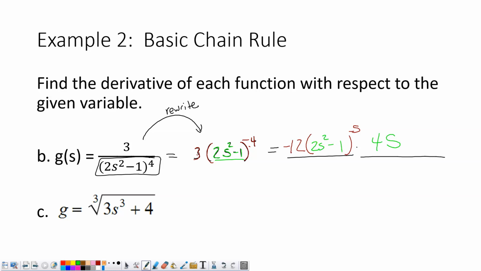All right. And then, yes, I'm going to go ahead and multiply the negative 12 with the 4s. And that's going to give me negative 48s, parentheses, 2s squared minus 1 to the negative 5th power. So you can leave your answer like that, or you can move it back down into the denominator so it looks like this.